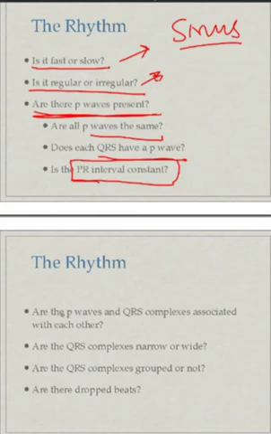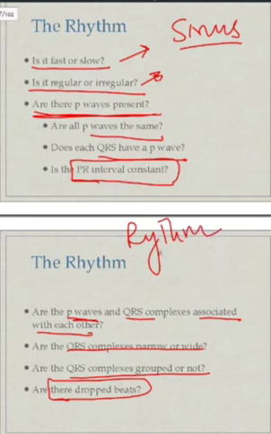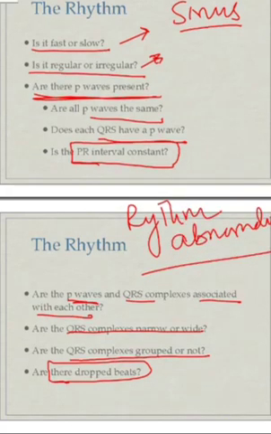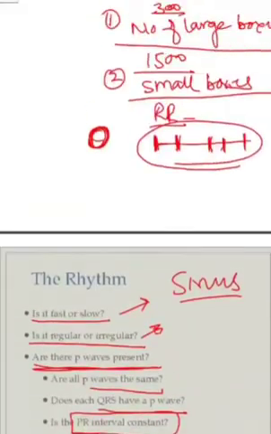Then, are all P waves and QRS complexes associated with each other, or are they running independently of each other? Are QRS complexes narrow or wide? Are QRS complexes grouped or not? And are there any dropped beats? These correspond to all rhythm abnormalities. If we check all these, we are going to find whether there is any rhythm abnormality present in the ECG or not. So, first of all, how do we check the rhythm?